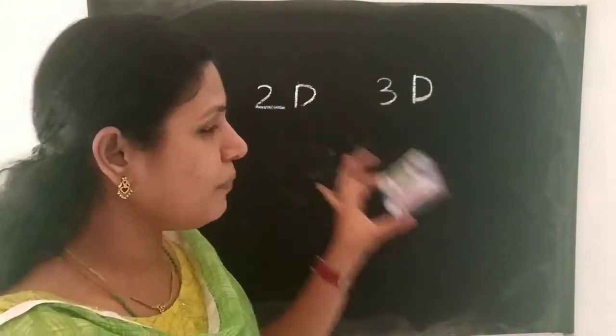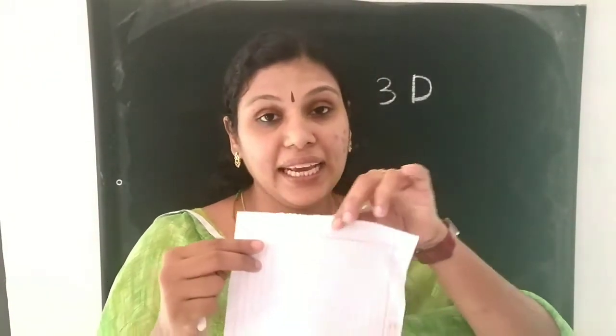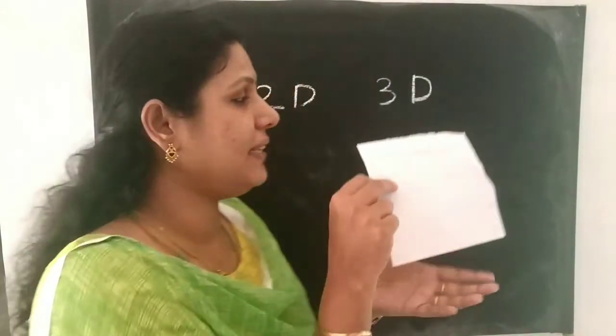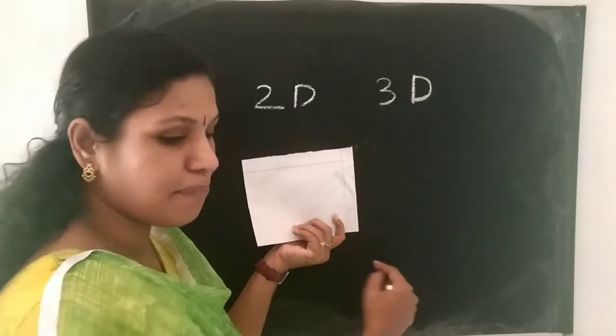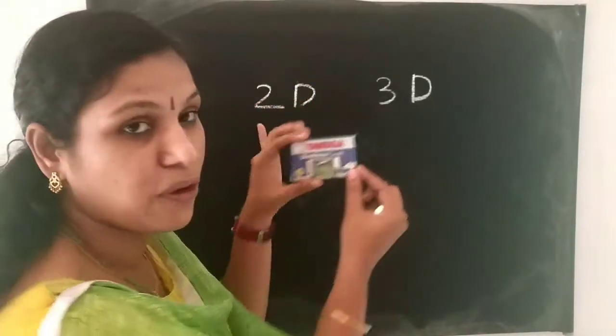Now, this is because 2D shapes have only length and breadth. We can see only length and breadth. But in the case of 3D shapes, there is length and breadth and also width here. This is width or height. That's why when we place this object, it will be pushed because of its height. That is the difference between 2D shapes and 3D shapes.